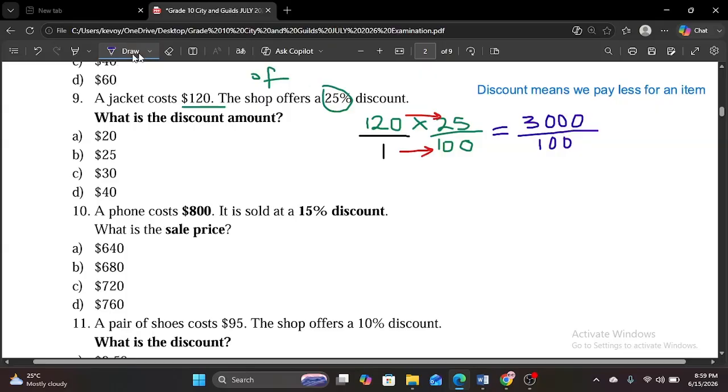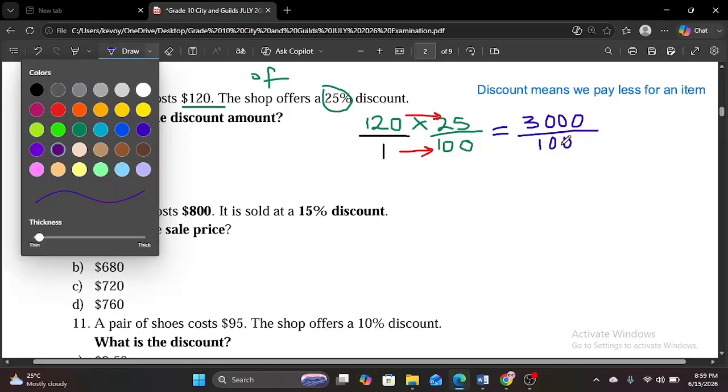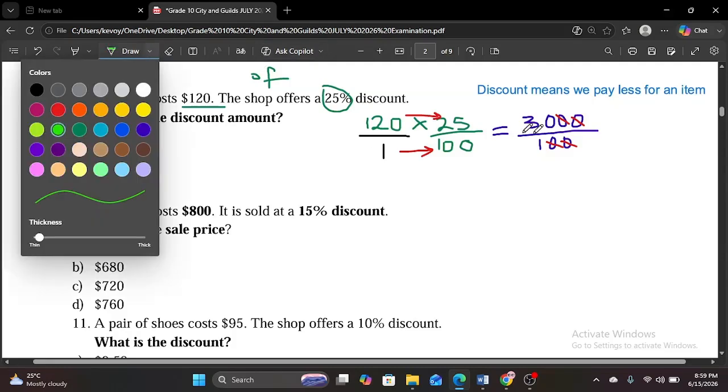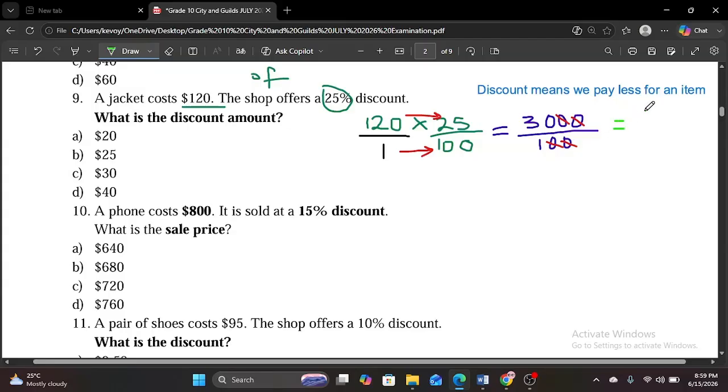Afterwards, the only thing that we have to do is just cancel our zeros. So we're going to cancel our zeros from both the bottom and top. So that's going to be 1 from the bottom, 1 from the top, and another from the bottom, and another from the top. After we have eliminated the zeros, what we have remaining is just going to be equal to 30. So 25% of 120 is going to be 30. All right, so therefore, your discount amount is going to be $30. Because that is 25% of 120.